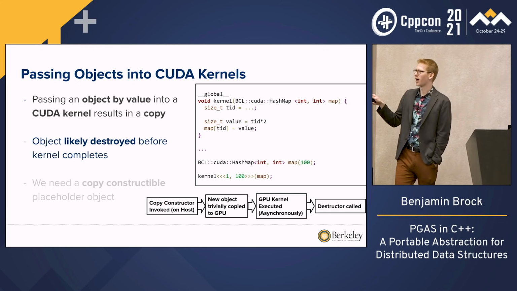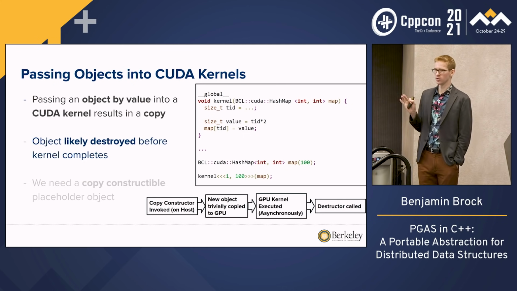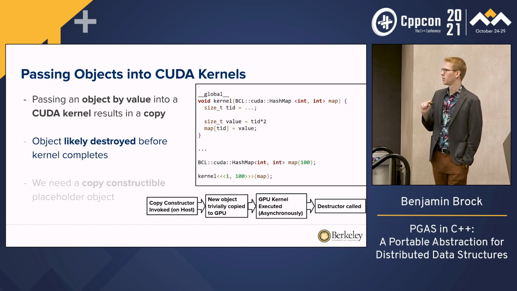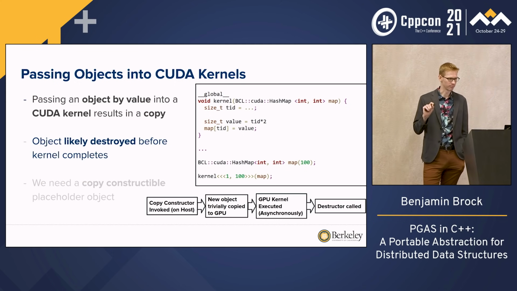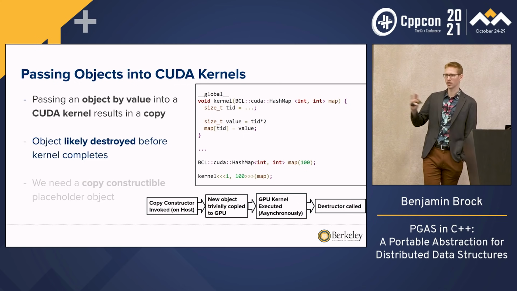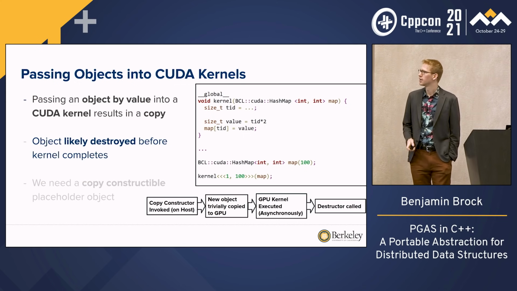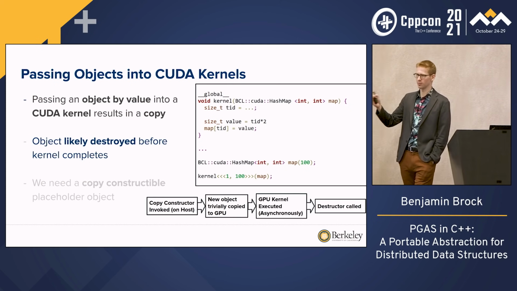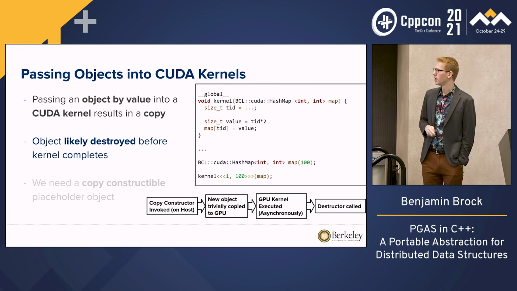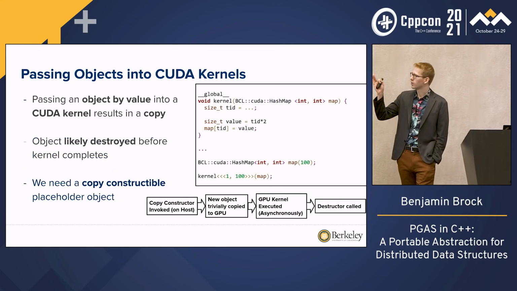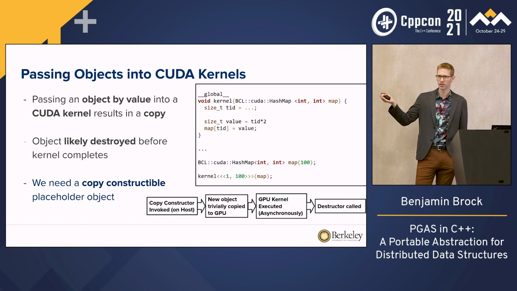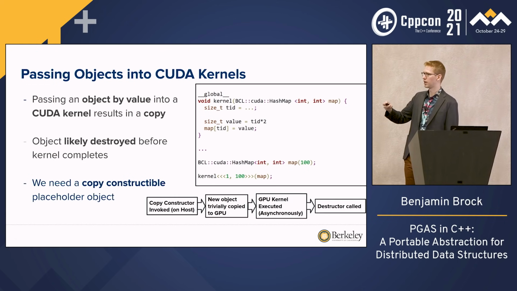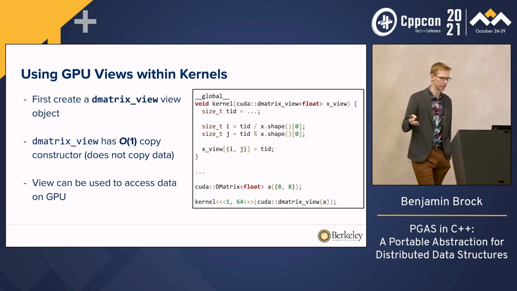We can pass in a reference to this data structure using CUDA malloc managed memory. However, that comes with a little bit of a performance cost, but more than that, it's a little bit inelegant when it comes to how you have to create the data structure, because you have to create it using this special CUDA malloc managed function, and then you have to use placement new inside this data structure. What we want is to have this copy constructible placeholder object that we could just copy into a CUDA kernel and then call methods on it to perform manipulations on the data structure.